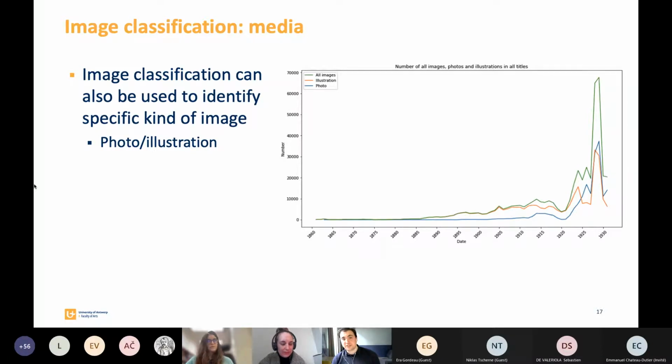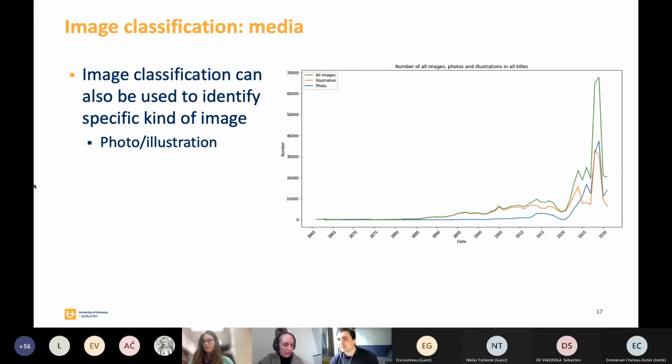between illustrations and photographs. And then here on the slide, you can see on the figure that we see an enormous increase in the use of images from the 1920s onwards in Dutch newspapers. But you can also see that in 1926, I guess it is, photographs overtook illustrations as the primary visual medium for the first time. So I think that's a very interesting way of distant reading this turning point between different visual media.